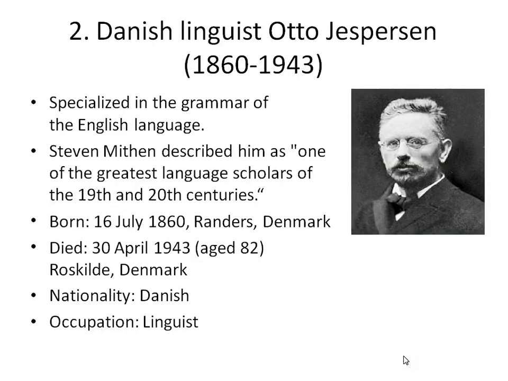Another man, a Dane, a linguist, Otto Jespersen. He is supposed to be one of the greatest language scholars of the 19th and 20th century. Jespersen was born in Denmark, and he also came up with his idea, that is the grammar of the English language.